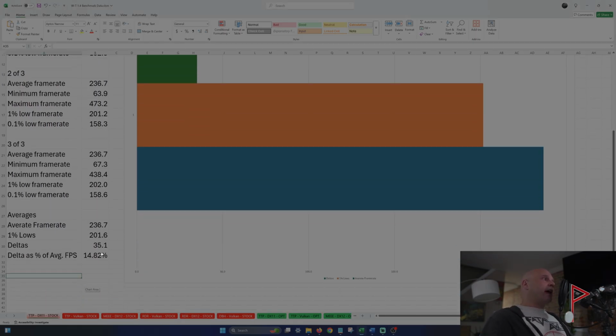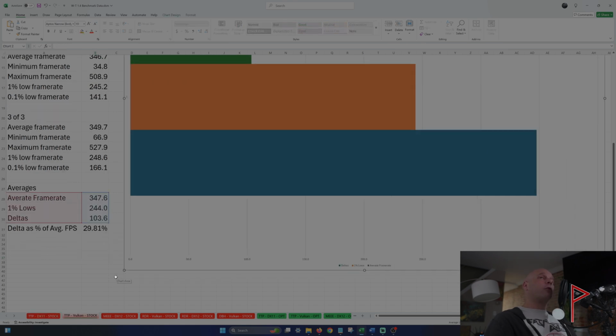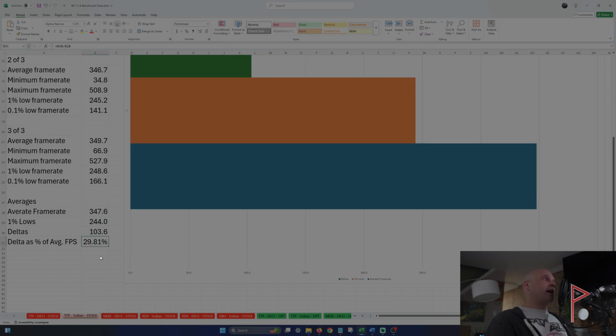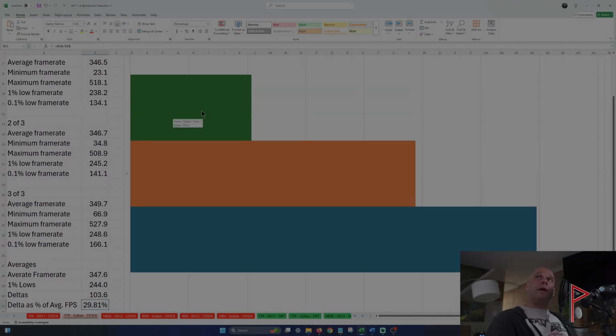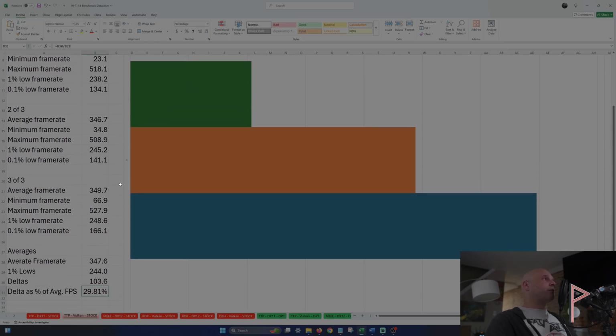You're seeing a 14.82% delta as percentage of average FPS. That is very good. And an average frame rate of around 240. That makes lows of about 200. That's in DirectX 11 stock. When I shift over to Vulkan for the same game, I see a much higher delta, this time 30. So you can see how big that green part is on the bar graph.